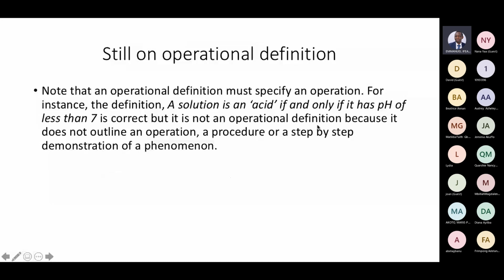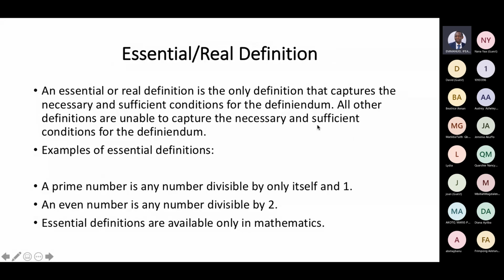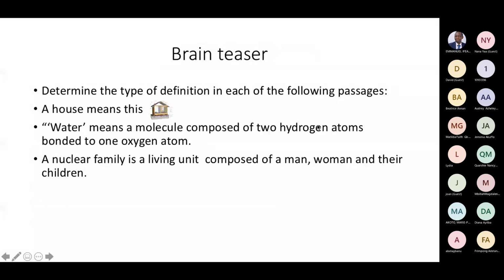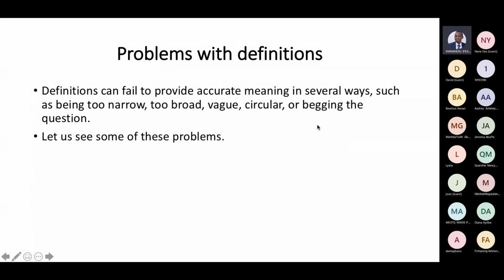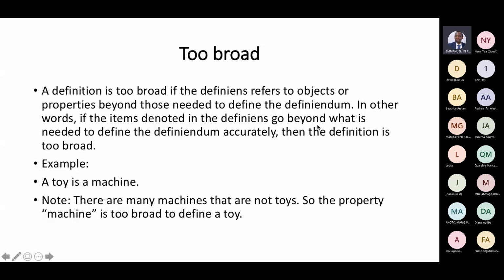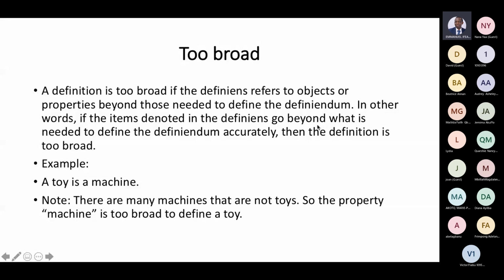So then we have the essential definitions, which we say are the only accurate definitions. Any definition that is not essential is not accurate. Then we discussed some problems with definitions. We said a definition could be too broad if it refers to objects, denotations or properties beyond those needed to define the definiendum. In other words, if the items denoted in the definition go beyond what is needed to define the definiendum accurately, then the definition is too broad.